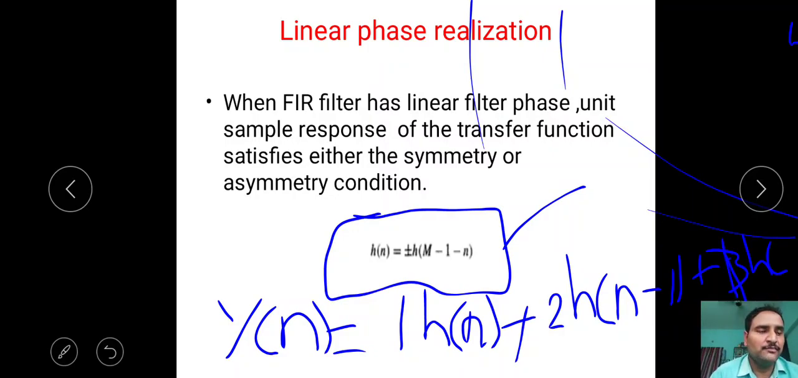We get an equation. Suppose, think: 1 into h of n plus 2 into h of n minus 1 plus 1 into h of n minus 2. You require the first multiplier is 1 and the last multiplier in the given system is 1. That means both multipliers are equal. Why do we have to use separate multipliers for one? That is the linear phase concept. We have to use a single multiplier for both operations.